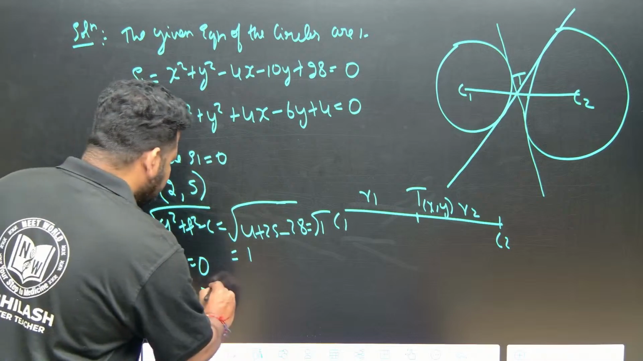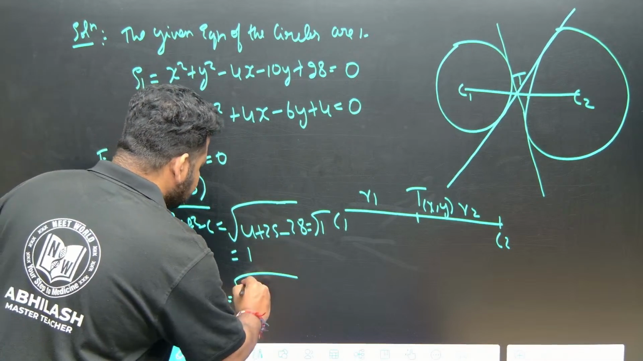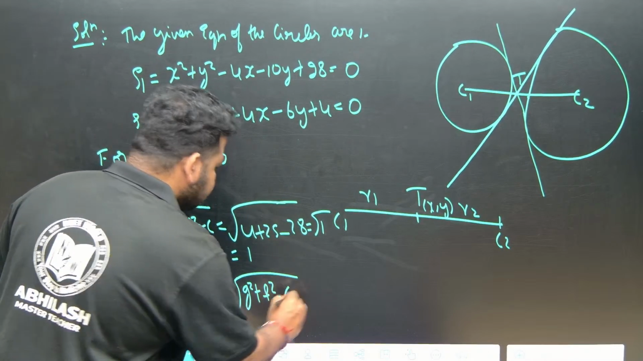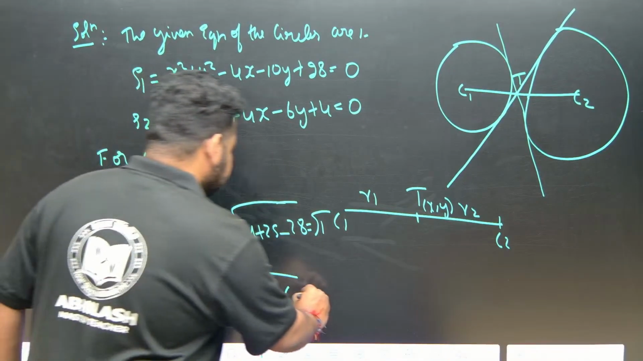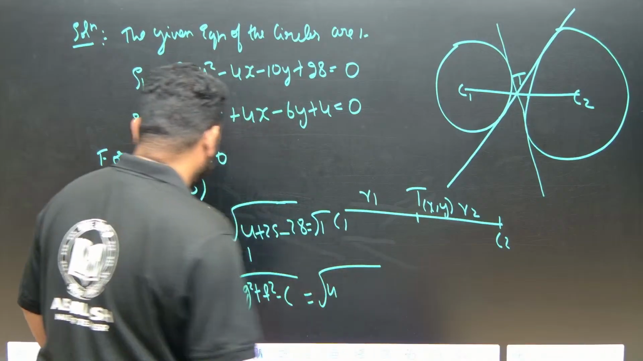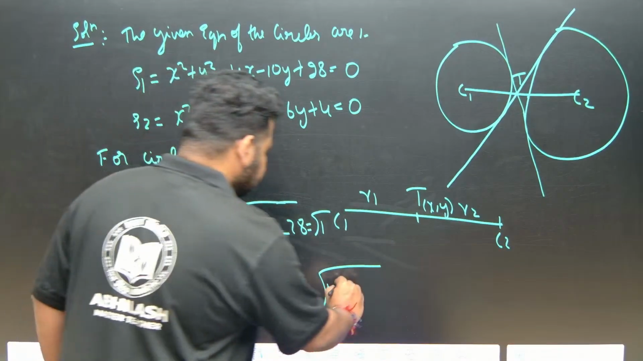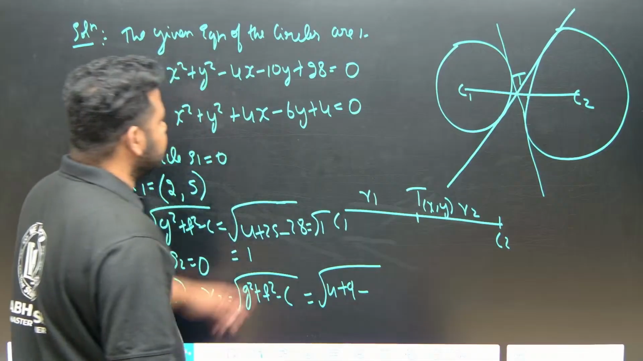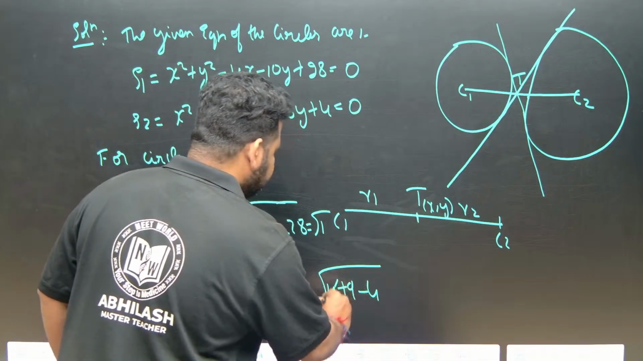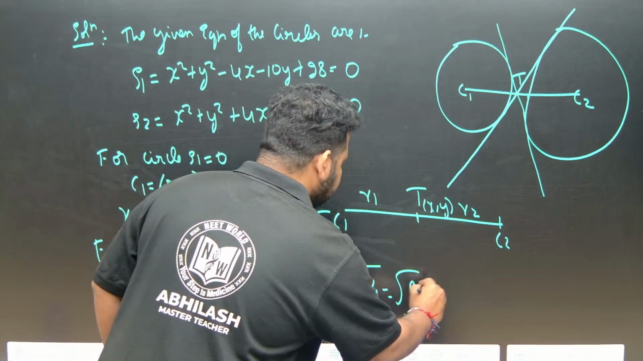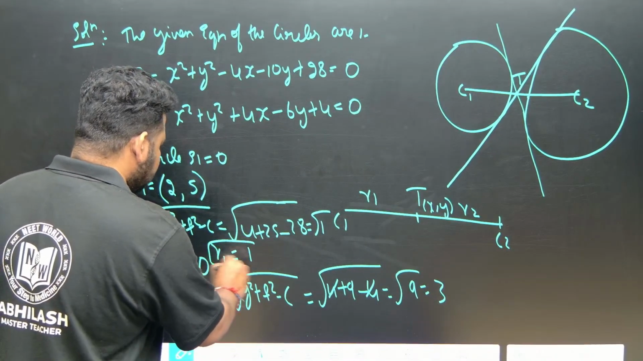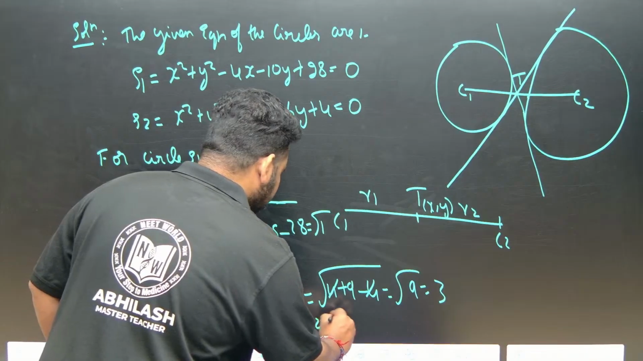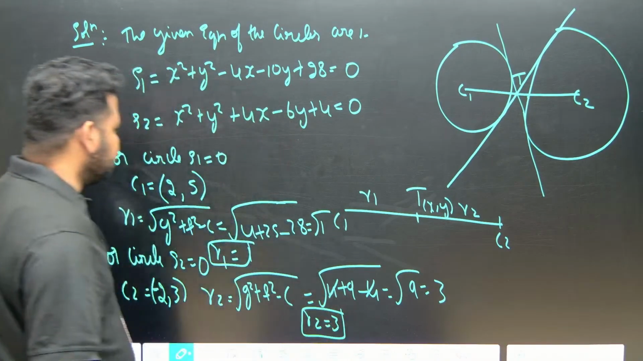What about R2? R2 will be equal to root of g square plus f square minus c. G is what? g square is 4, f is 3, square is 9, plus 9 minus c. C is what here, friends? C is 4, plus 4 minus 4 I can cancel, root 9 will be equal to 3. So I got R1 is equal to 1, R2 is equal to 3.